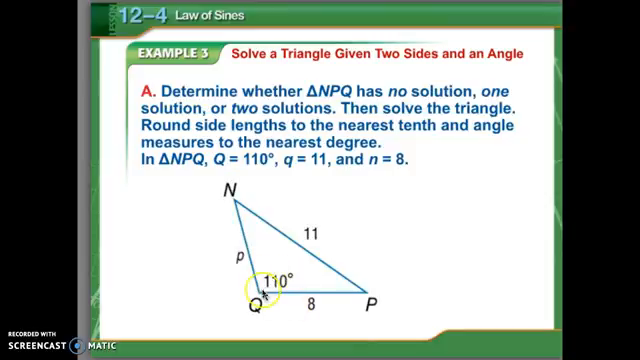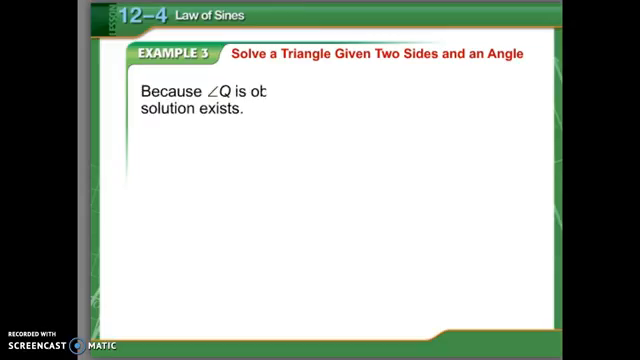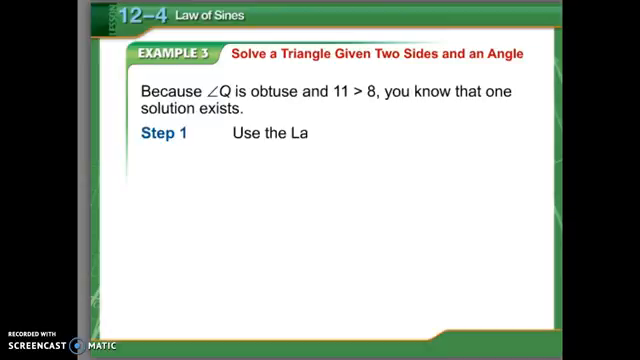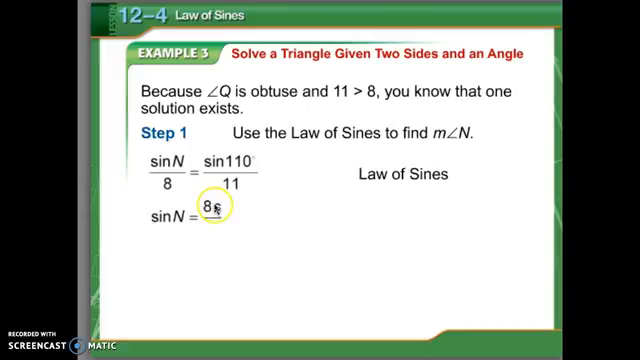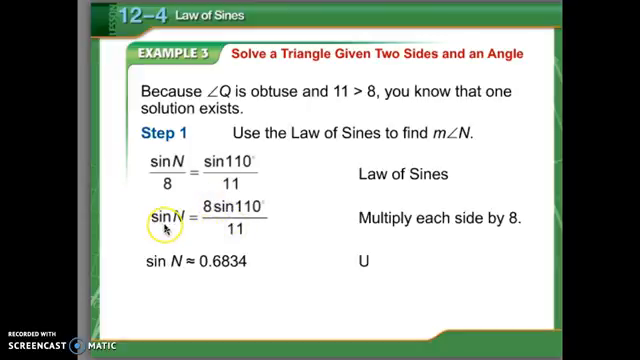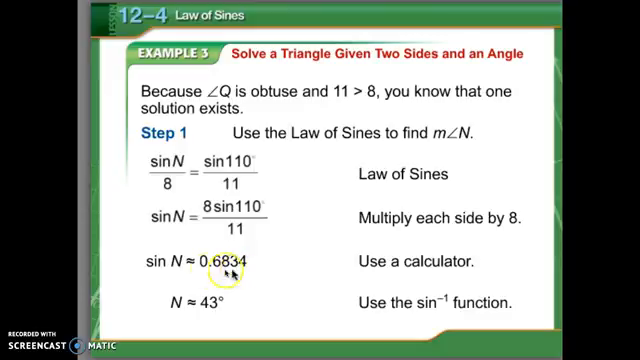If you look here, we have angle 110, so sine of 110 over 11 is going to equal the sine of angle N over side 8. And so when we cross multiply that property right here and solve for sine N, we get that sine N is about 0.6834. So then we're going to do N is sine inverse, using the sine inverse function of 0.6834, and that will give us 43 degrees.